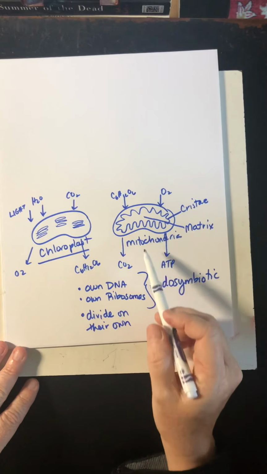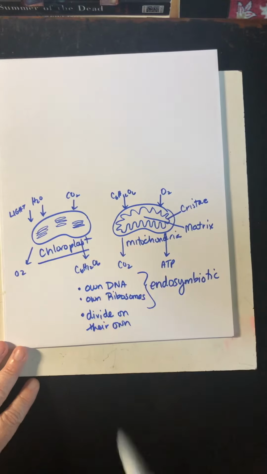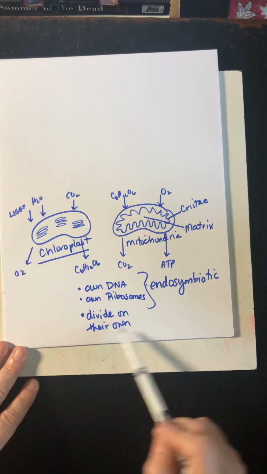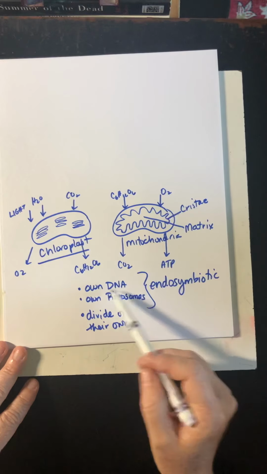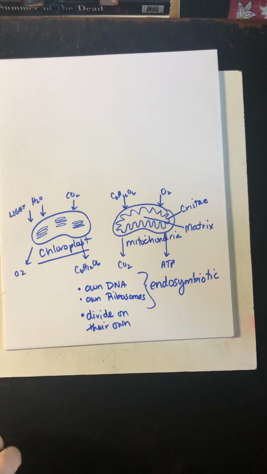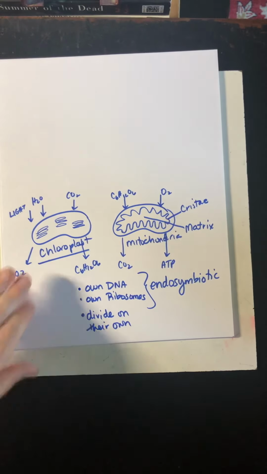And then mitochondria do the same thing. So inside your cells and inside plant cells and earthworm cells and trees and everything, you have mitochondria that divide on their own. And they have their own DNA, they have their own ribosomes. So they essentially behave like their own little tiny organism.